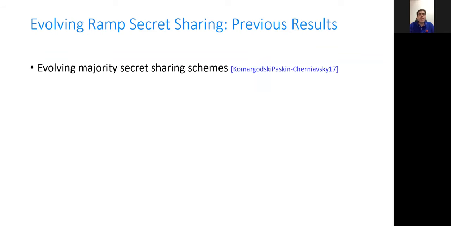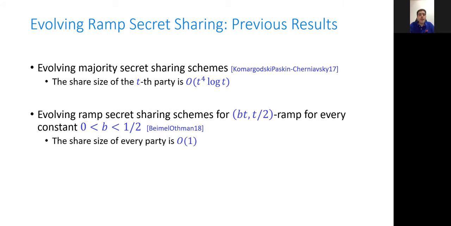Okay, so previous results in evolving RAM-based secret sharing. As we said, the evolving majority is evolving RAM with gap one. We know that there is a scheme that realizes evolving majority with share size 2 to the 4 log t. And there is a scheme when the gap is a constant fraction of t with share size order one.